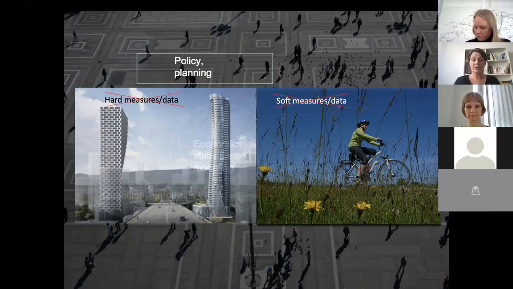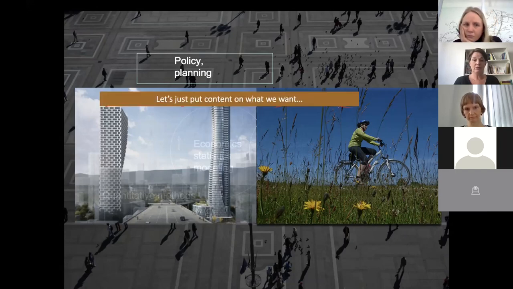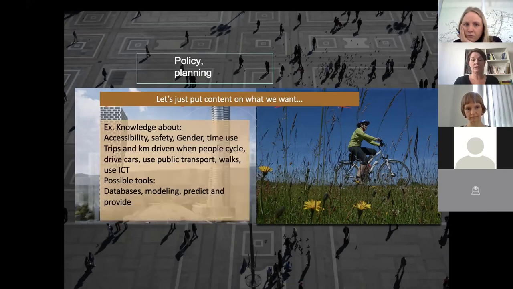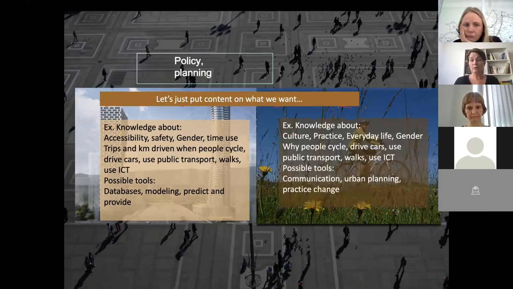What I'm just saying is that we need to get rid of these terms because they are not doing anything good, and we should just put context on what it is that we want. We want knowledge about accessibility, safety, gender, time use, trips, and kilometers driven, and we use ICT or databases, modeling, predict and provide. Or we want knowledge about culture, practice, everyday life, and we use different kinds of tools: communication, urban planning, practice change.